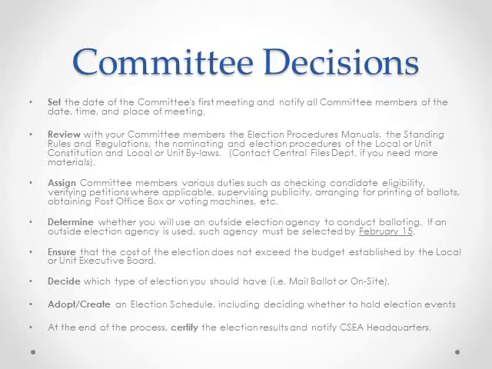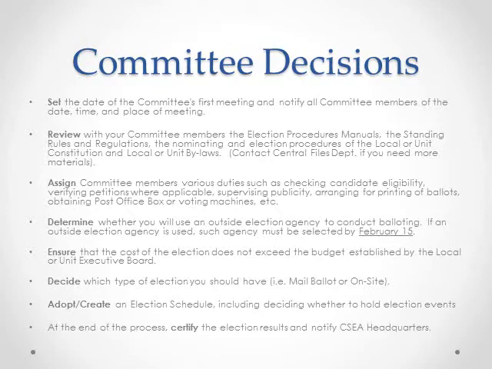The committee should also determine whether you're going to use an outside election agency to conduct balloting. What that means is that you, as the local or unit election committee, can take control over this process, or in some of our larger locals, an outside election committee is occasionally used. The statewide election committee uses an outside election agency when we're conducting the statewide election of officers because, of course, there's over 300,000 members to whom we have to get ballots and from whom we have to have ballots returned before the election can be counted.